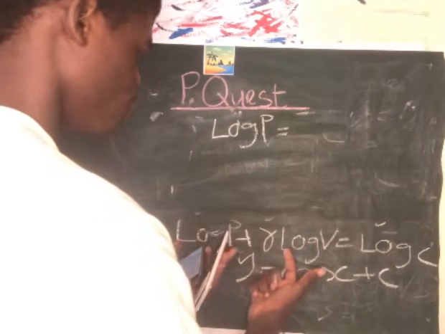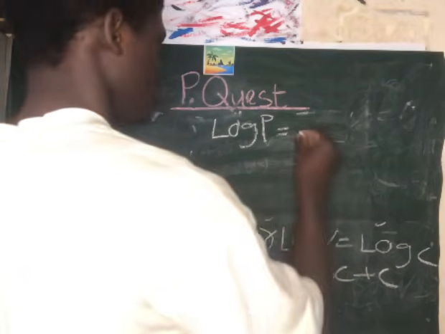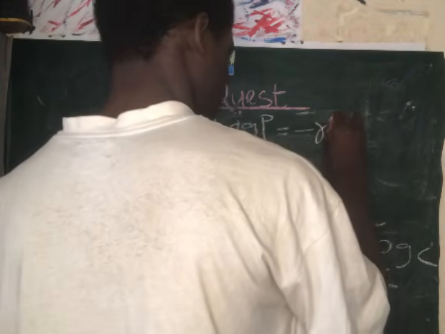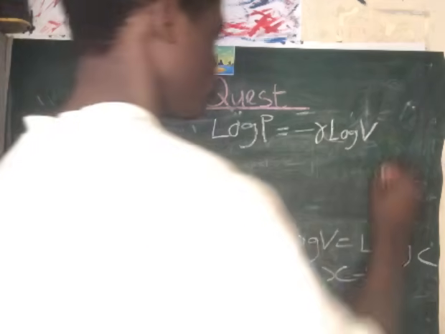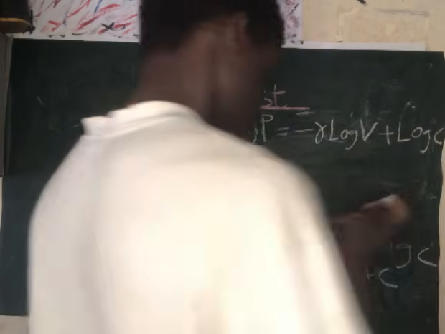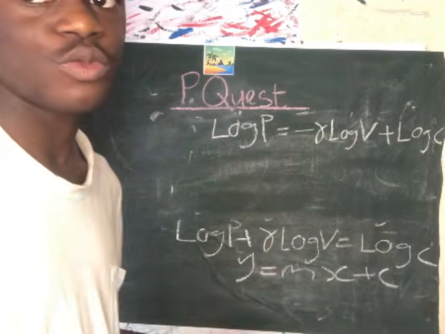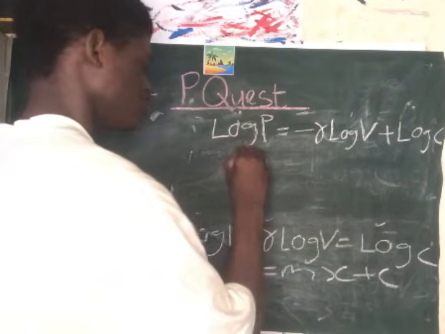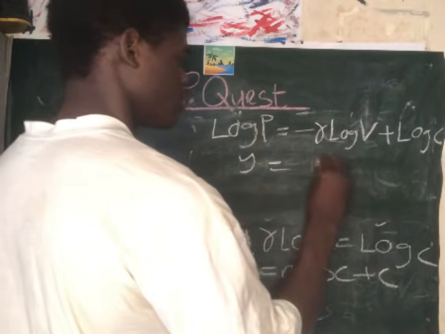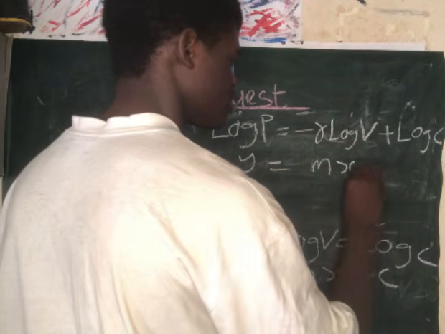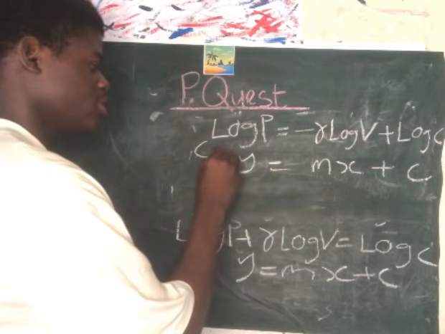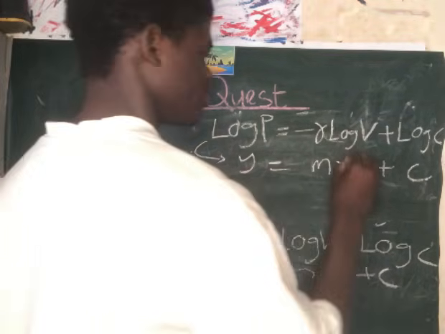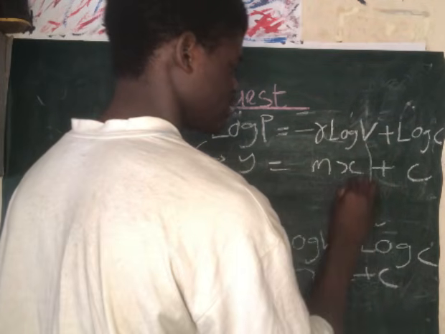So we bring this log V to the right-hand side. That will be minus gamma log V, then plus log C. So they're asking us what is the slope and what is the intercept. We write this back: y is equal to mx plus c. This is the y-axis, and log V is the x-axis.